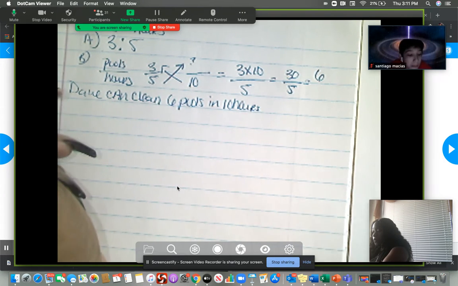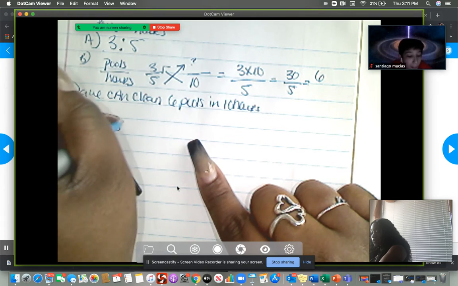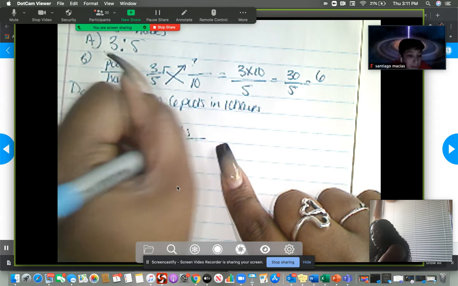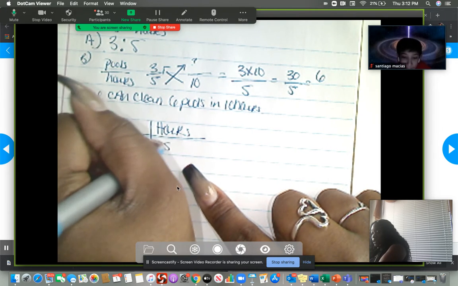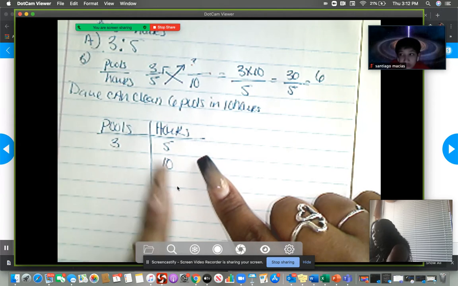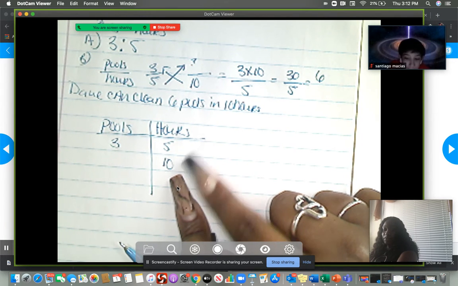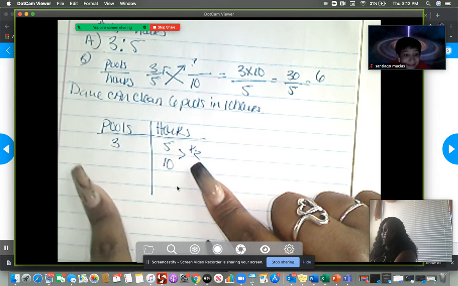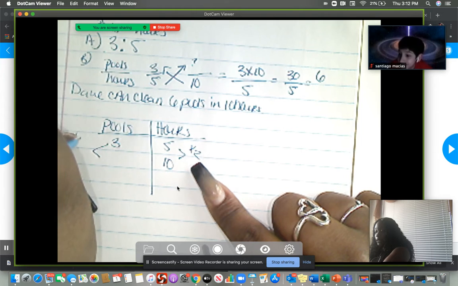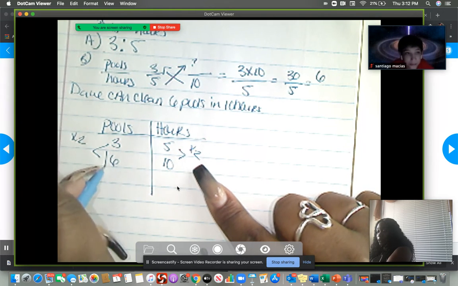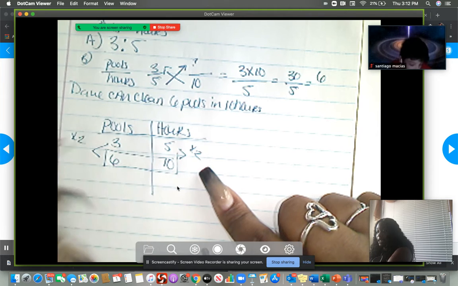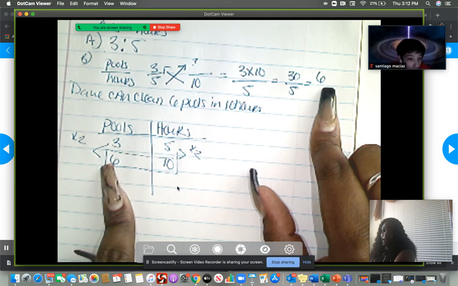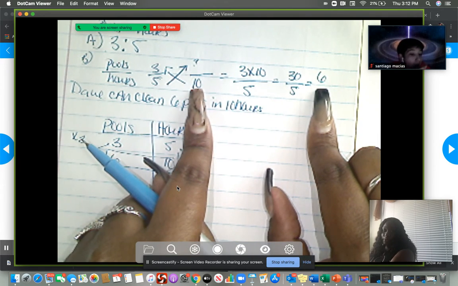Okay. So I know that we're going to set it up pools out of hours. He can clean 3 pools in 5 hours. So how many can he clean in 10? To get from 5 to 10, 5 times 2 is 10. And remember, what we do to one side, we want to do to the next. So 3 times 2 is 6. So we were able to check our work and see that Dave can clean 6 pools in 10 hours, which is the same thing that we have here.